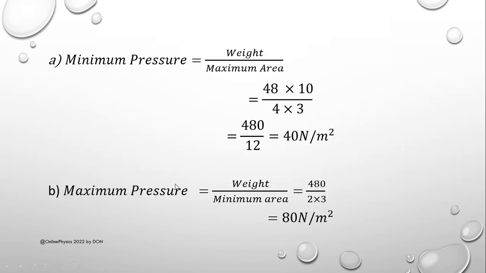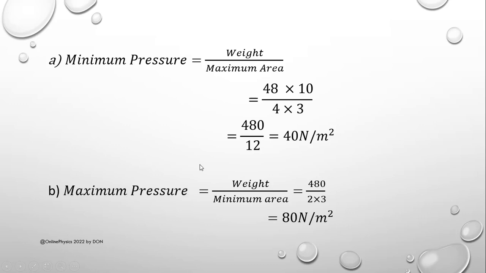So in our working, we have already said weight, which is 48 times 10, divided by the maximum area, which is 4 times 3. So this gives us 480 divided by 12 to give us 40 newtons per square meter. Now, what if the question is asking us to determine the maximum pressure?